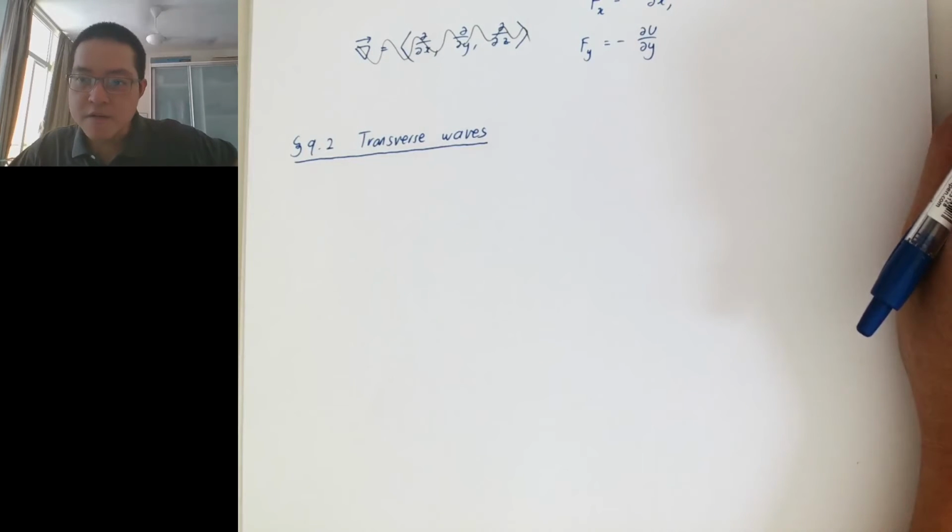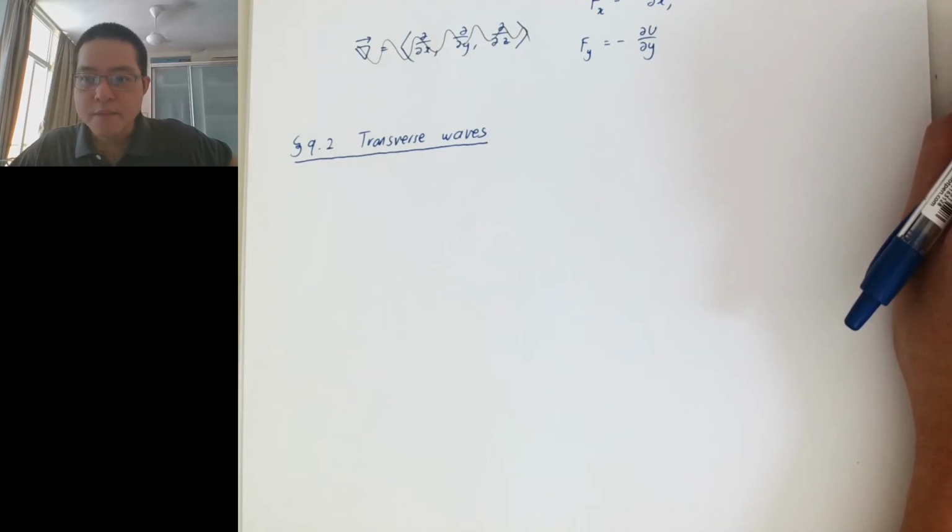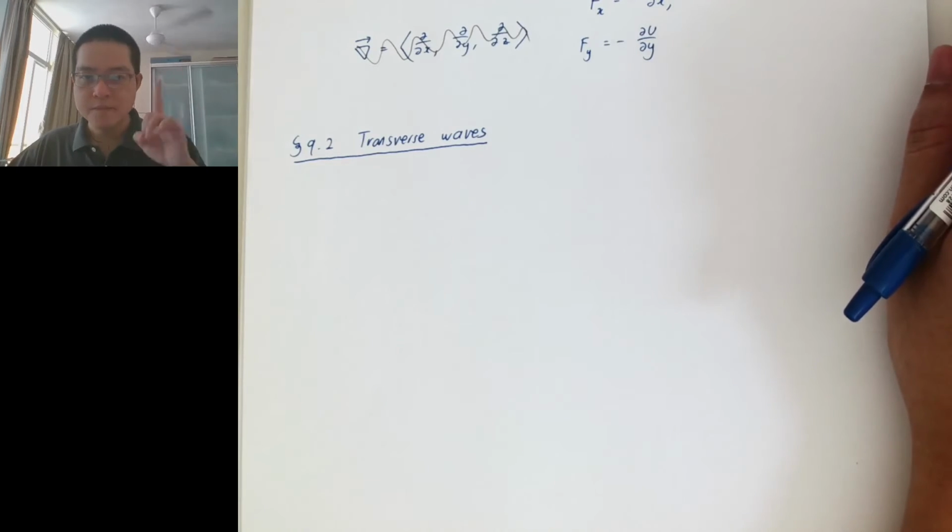Oh, so what you mean is, I was calling this y, f of x, t. Yes, correct. I was calling the vertical direction y, this direction y.